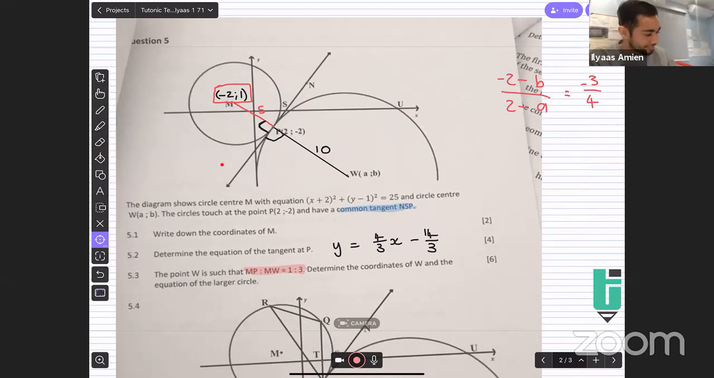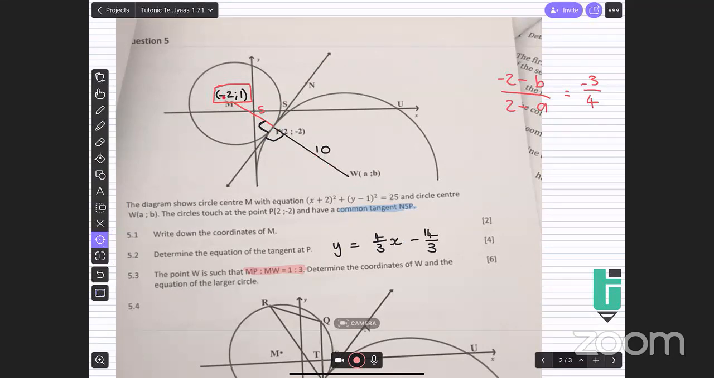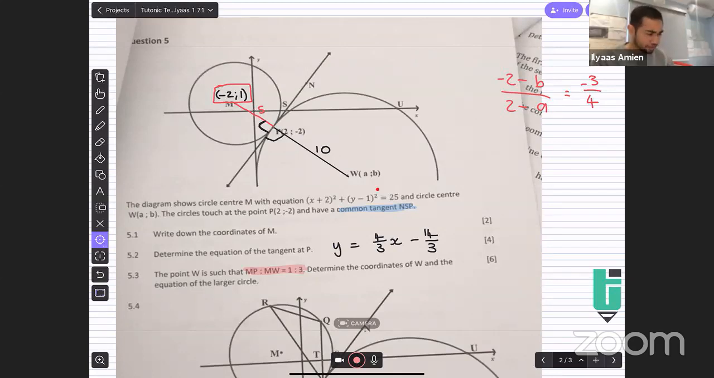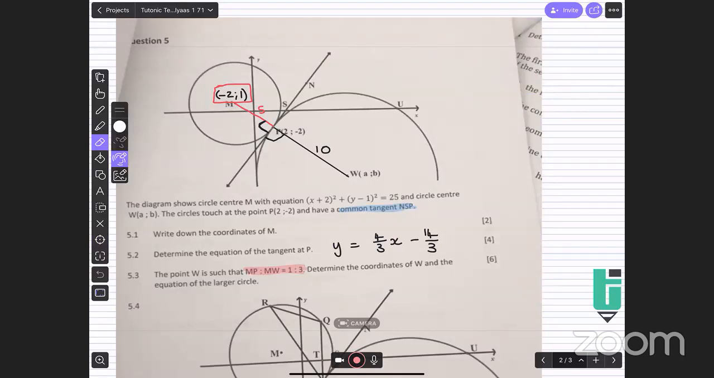No, that's the tangent. What's the equation of this line? You can work it out easily because you've got 2 points. What's the equation of the line? And then you will start to unravel. What's the equation of the line? Y is equal to negative 3 over 4 plus 7 over 4.